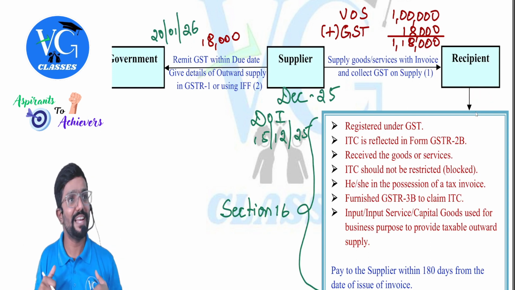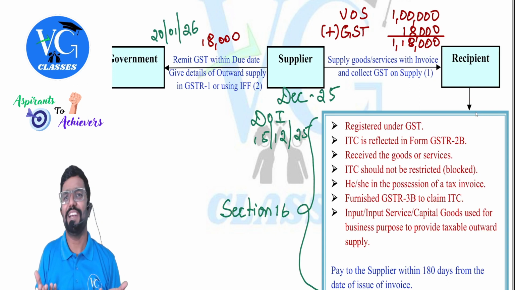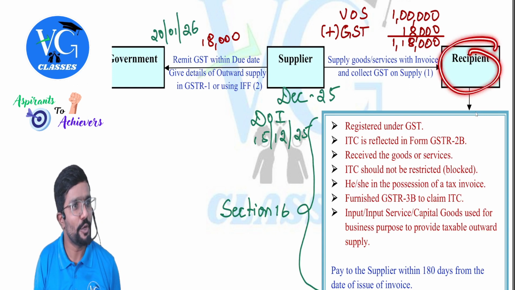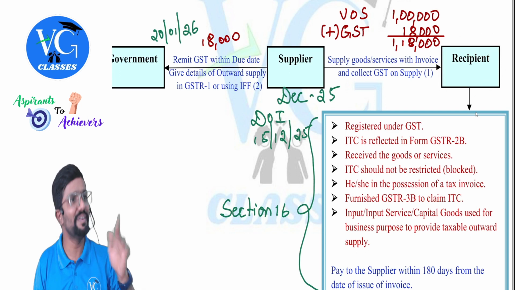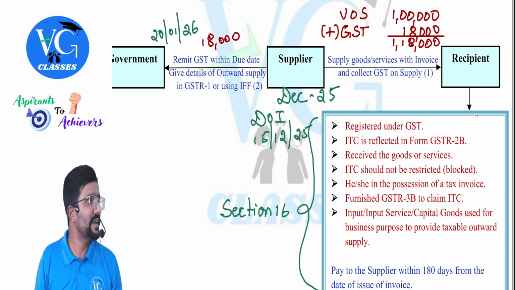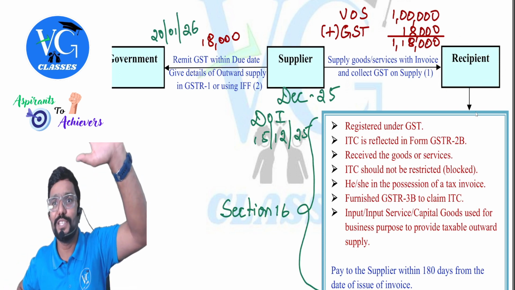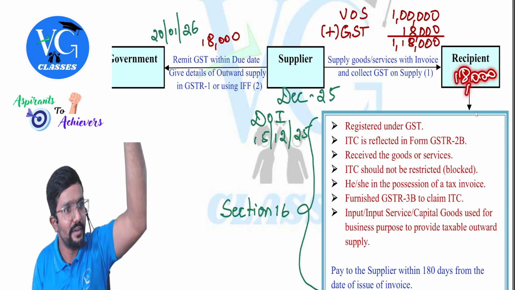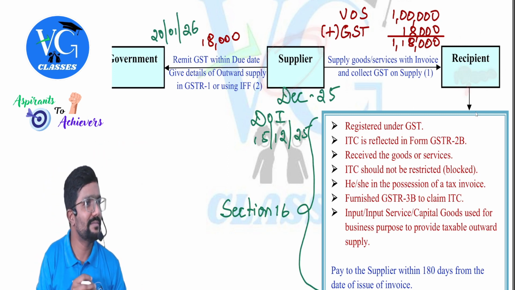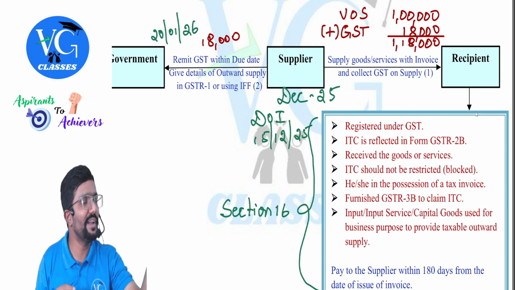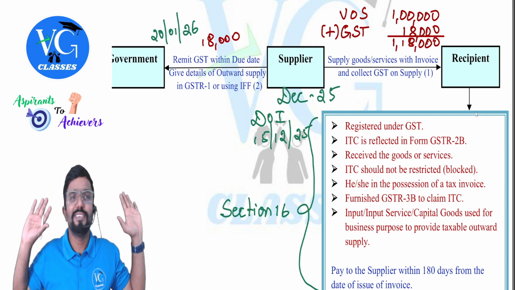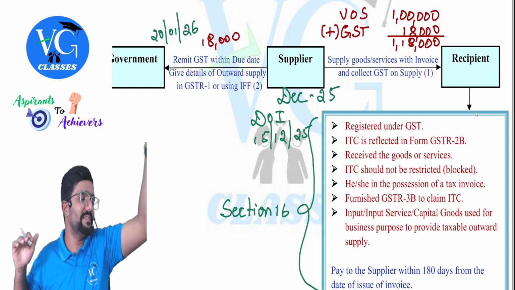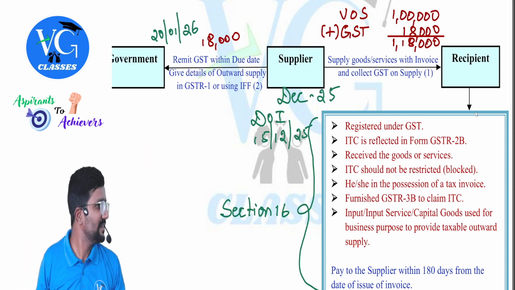Correct? Now, only after he pays 18,000, he will get a credit. Without even paying, can he claim a credit? No. Logical, right? When you are the person who is liable to pay GST, first pay, then we will give credit. Now listen, please listen. Assume recipient has paid 18,000 to the government, but he didn't pay 1 lakh to the supplier. Supplier, it is your headache. We got our money. Correct? Our department is like, we got our money. Thank you. We will give the credit.